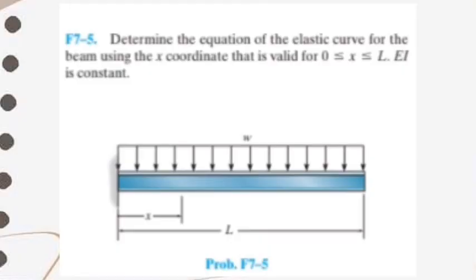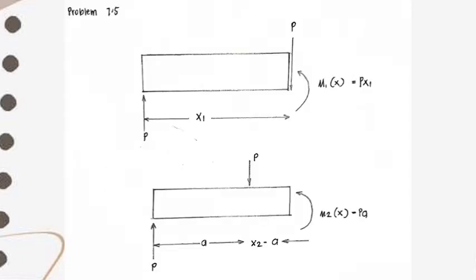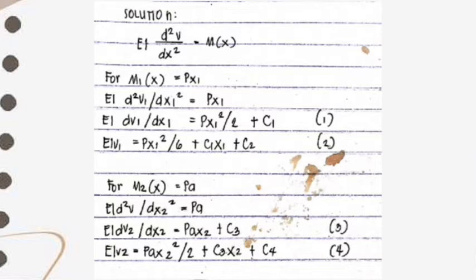0.5. Determine the equation of elastic curve for the beam using the x coordinate that is valid for 0 less than x and less than L. So the EI is constant. So we have here EI d squared V over dx squared is equal to M of x. For M1, we have M1 of x is equal to Px1. So EI d squared V1 over dx1 squared is equal to Px1.